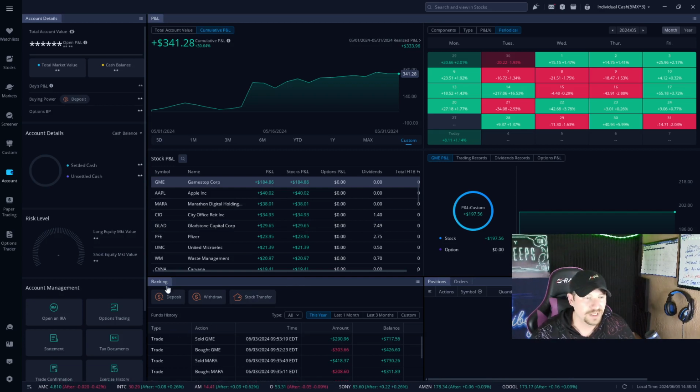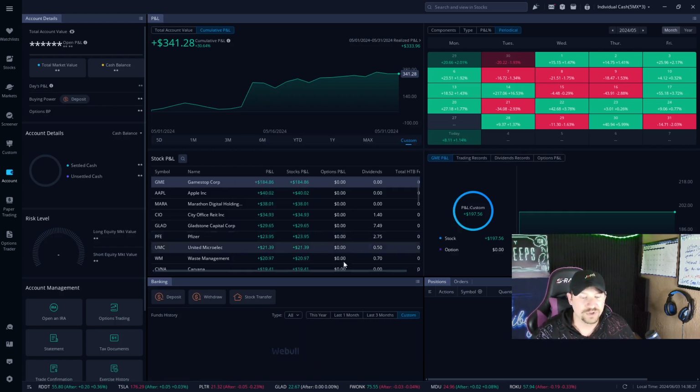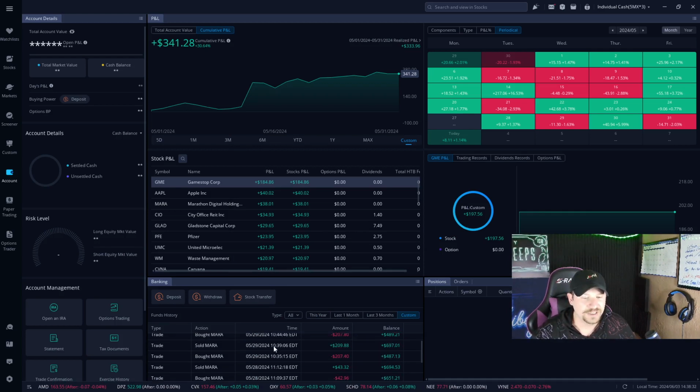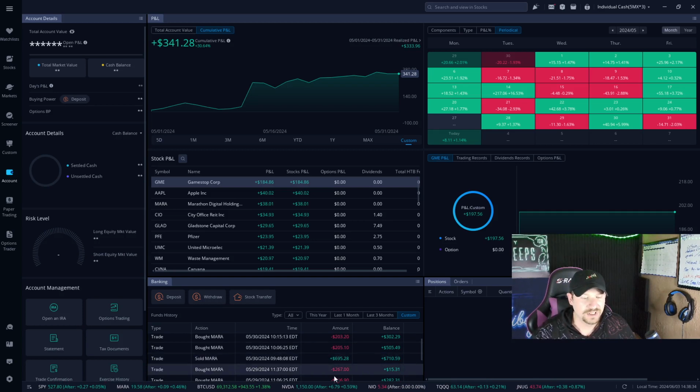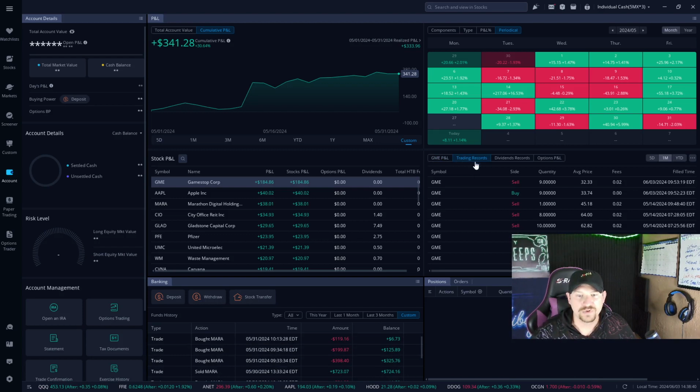That was GameStop. Now down here it shows your banking where you can deposit, withdrawal, or stock transfer. Let's see, this says for the last month, so you can go to custom again and just do May or whatever month you choose. And this will show you everything that I bought and sold as far as buying and selling stuff. So pretty cool. All your trades are there. Trading records, you know, order times filled, when you made those purchases, when you bought and sold, which you can also find on my Discord channel, new entries.